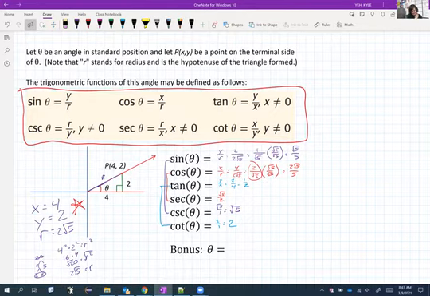So there are 2 more things I want to talk about. One of them is, how do we remember which one is which? Why is sine y over r? Why is cosine x over r? So I have a way to remember those 2.